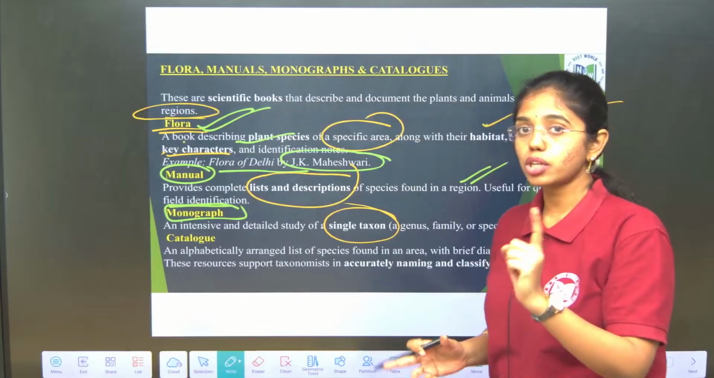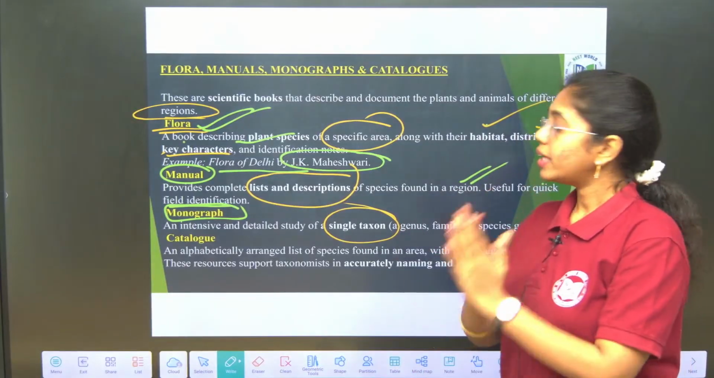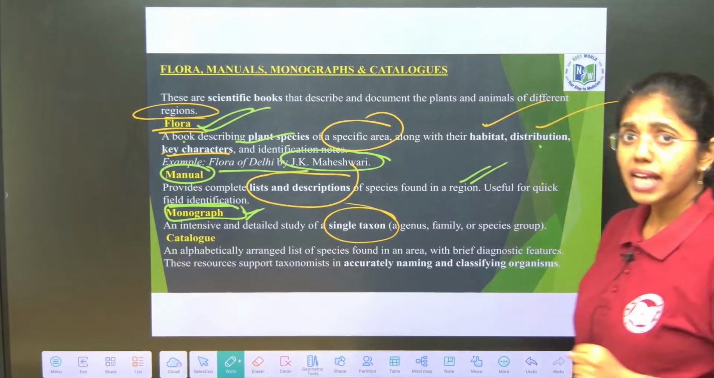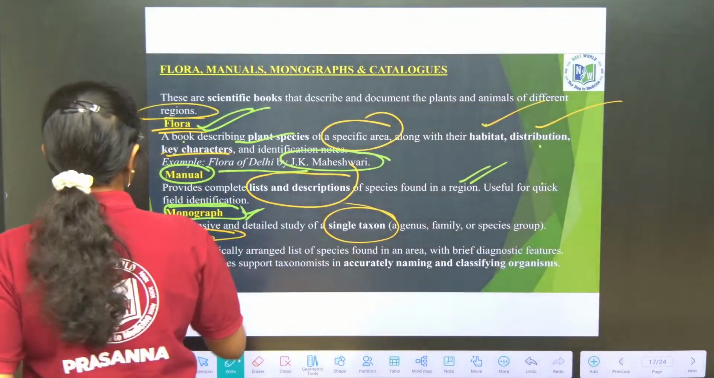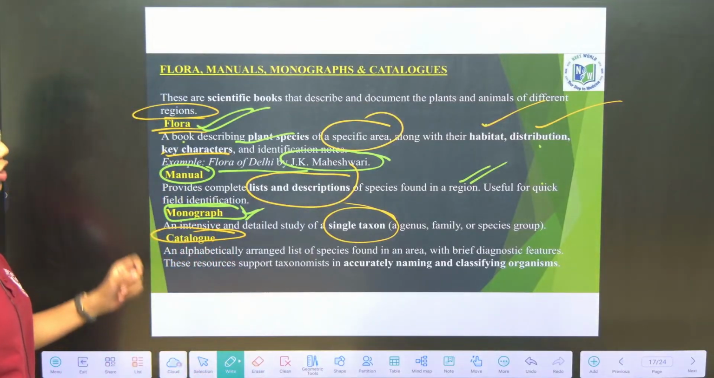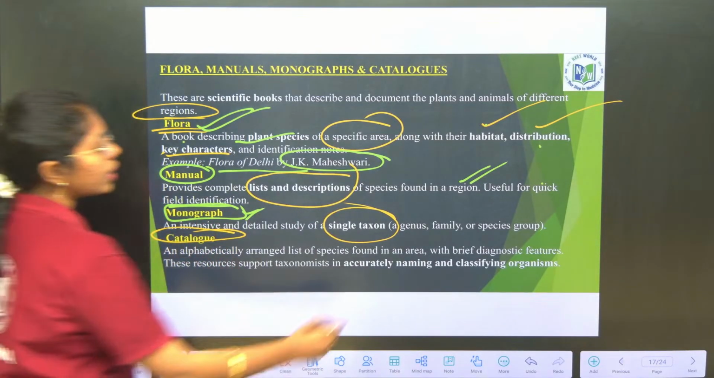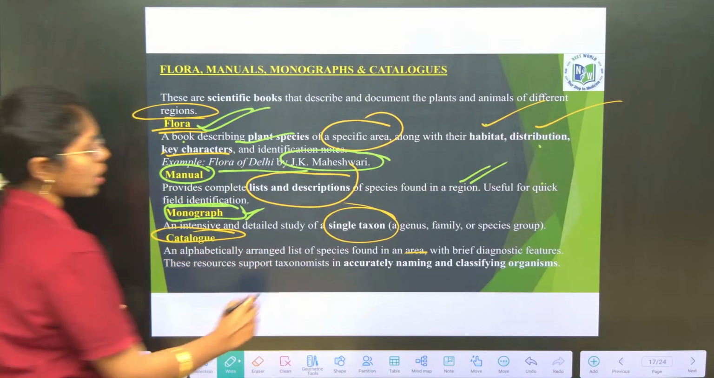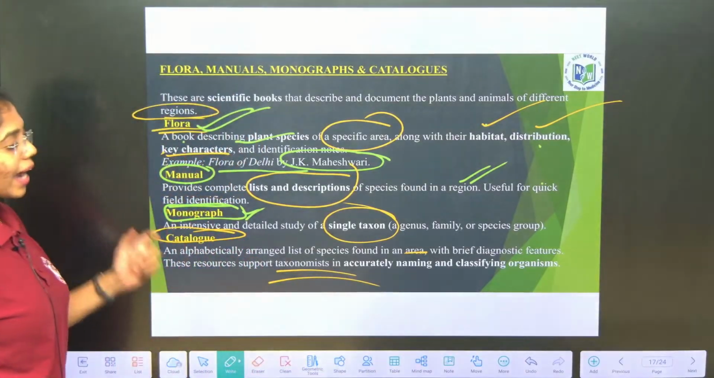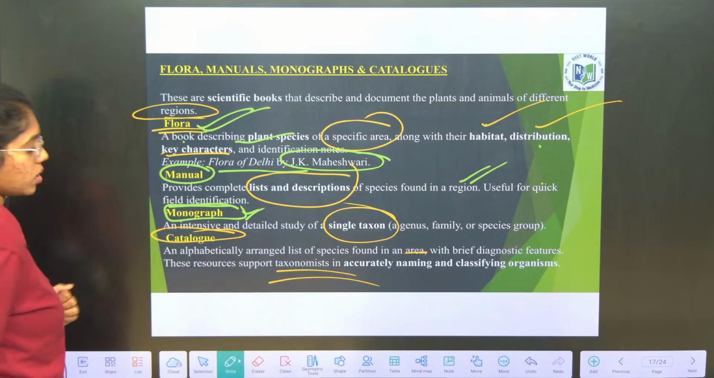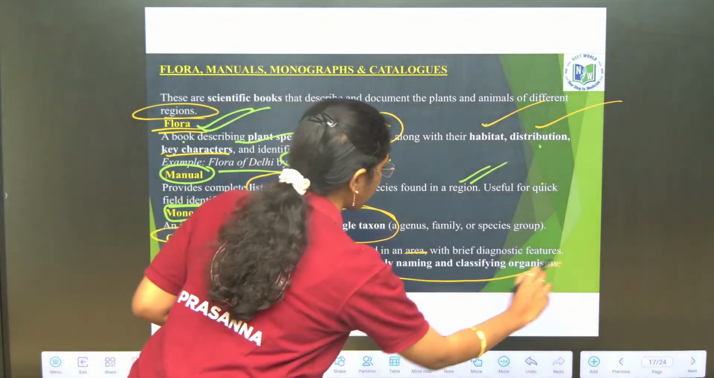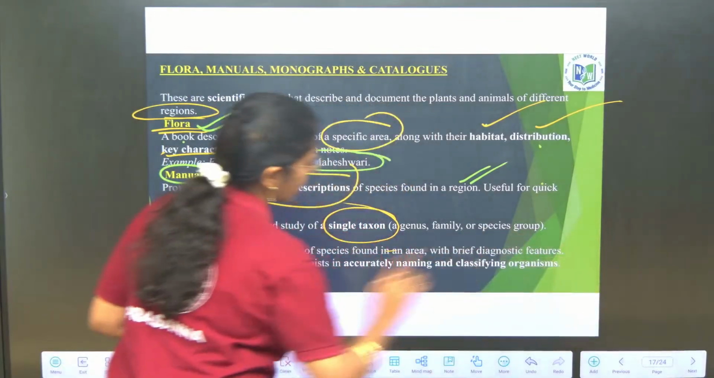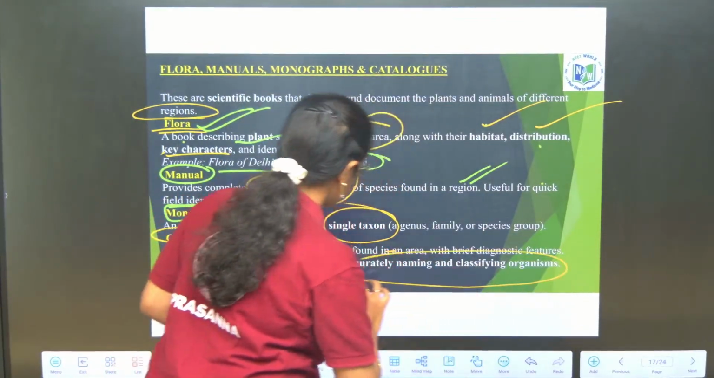When any single taxon is completely described, it is called a monograph. Next is catalog. A catalog is an alphabetically arranged list of species found in an area, with brief diagnostic features. These resources support taxonomists in accurately naming and classifying organisms. Catalogs help in accurately naming and classifying organisms.